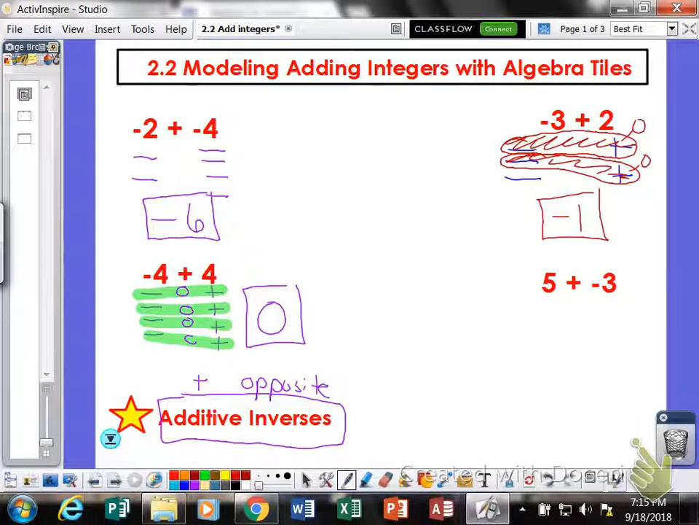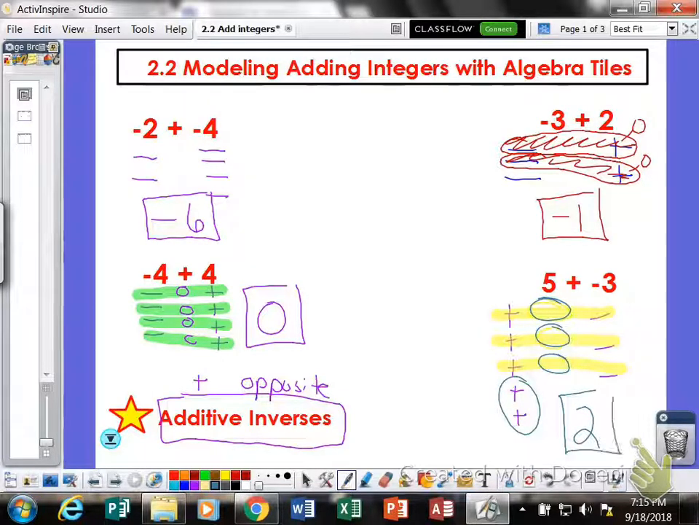And then I have 1, 2, 3, 4, 5 positives, 1, 2, 3 negatives. And what do I notice here? I have opposites, opposites, opposites, which makes 0, 0, 0, leaving me with +2 as my final answer.